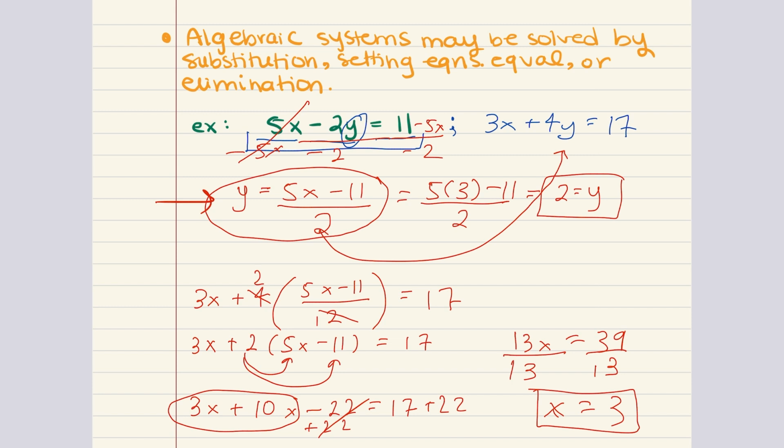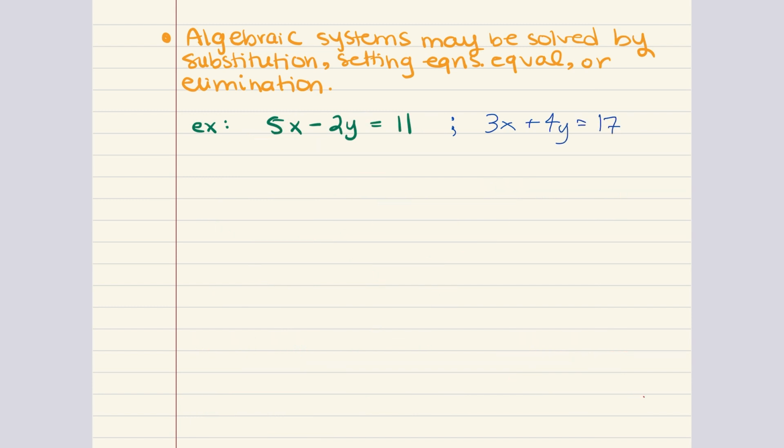Let's try another technique. Let's try setting equations equal. I went ahead and erased the board, and now we're going to try a different method. Setting equations equal to one another is a specialized case of substitution. In this method, we solve for the same variable in both equations and then set the two equations equal to each other. So let's solve both equations for y.